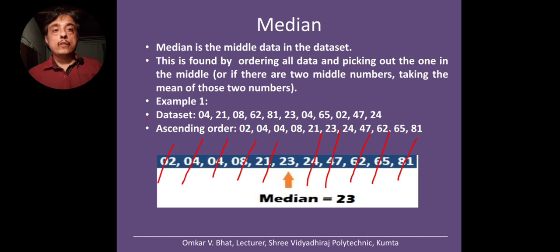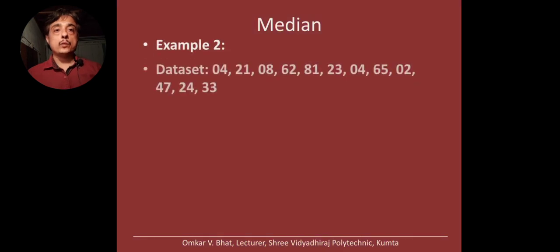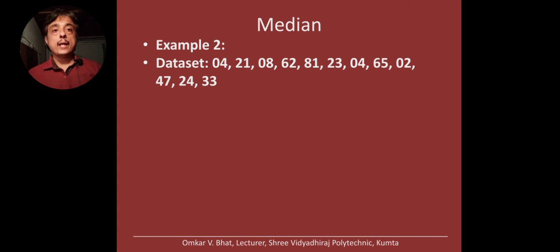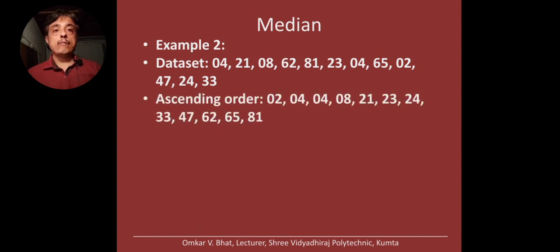Okay, let me give you one more example. The data set which contains an even number of data. Example 2. See, now the data set contains 12 data, which is an even number. So now also you need to arrange the data in ascending order. So this is the data after arranging in ascending order.